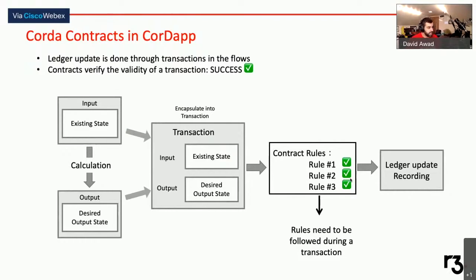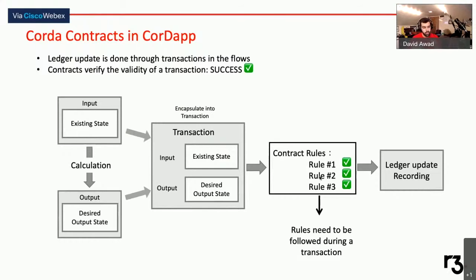So in the ideal case, you have some input state. Let's say it is a loan, and that input state of the loan has some amount on it that is due, and that previous version of the loan, when a payment is made, must be updated. And so a transaction happens that consumes that existing state and performs a transaction on it, consuming the input state and producing a desired output state, according to certain contract rules. So those rules obviously need to be followed during a transaction. Try to keep that in mind.